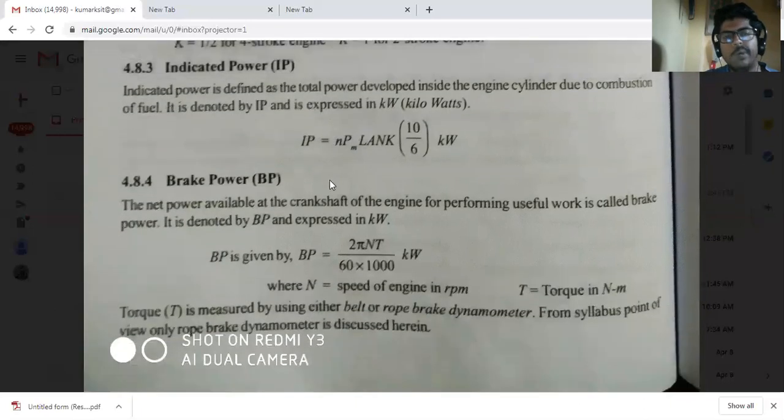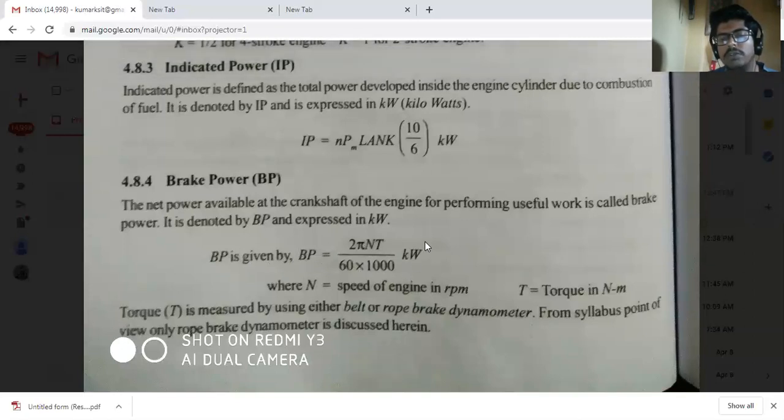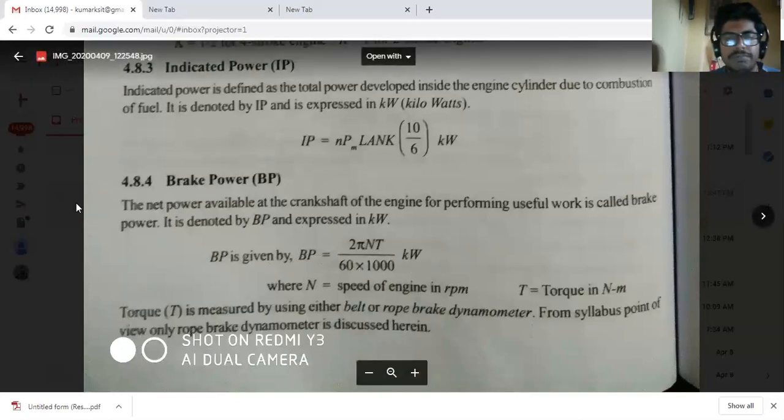Next, brake power. What do you mean by brake power? The net power available at the crankshaft of the engine is called brake power. It is denoted by BP and expressed in kilowatt. It is given by BP = 2πNT divided by 60 into 1000, where 2π is the circumference of the brake wheel, N is the speed of the crankshaft, and T is the torque produced from the brake dynamometer, in kilowatt.